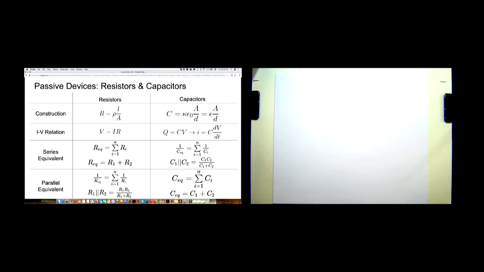Right. So, as a reminder, let's go through the first module. The passive devices that we've seen so far are resistors and capacitors. The main equations that are related to resistors and capacitors are shown tabulated here. Essentially, the physical equation in the first line is resistivity times length over area. Capacitance is the electric permittivity times area over the distance of the two plates. The IV relations are Ohm's law, so V equals IR for the resistors, Q equals CV for capacitors.